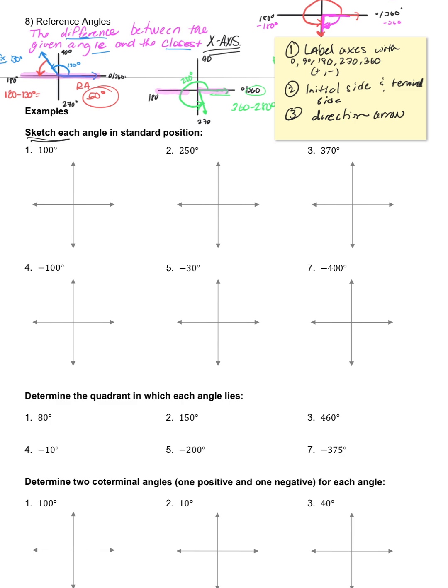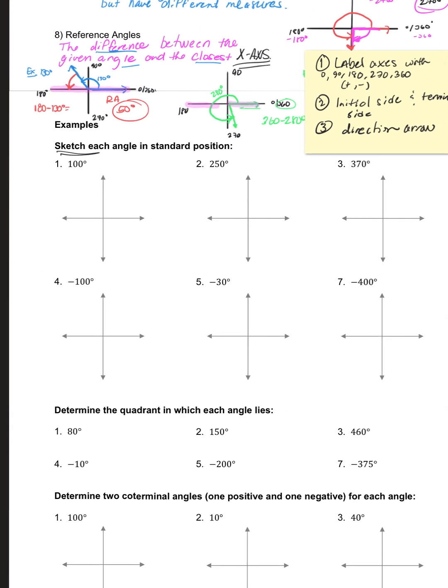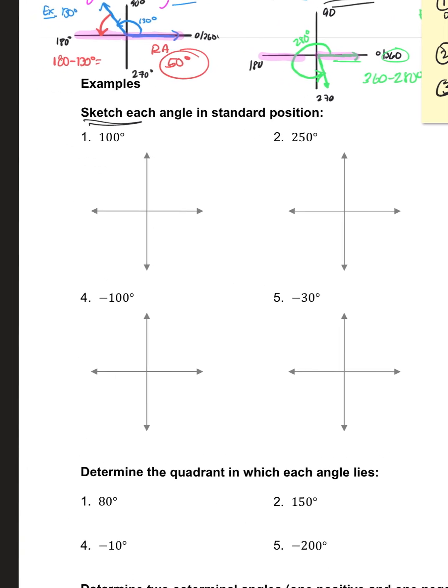Okay, so let's look at number 1. Sketch each angle in standard position. So what I mean by labeling each axis, I'm going to label this as 0, 360 degrees, 90 degrees, 180 degrees, and 270 degrees. Sorry, this should be degrees on here. I keep forgetting that. It is 0 degrees.